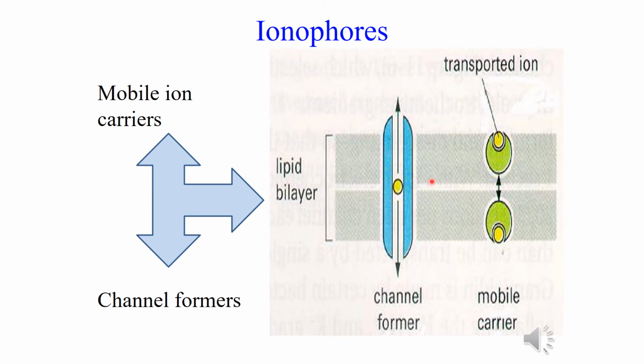And this is the mobile carrier, where the ion charge is shielded and then it is transported to the other side. So these are the two types of ionophores.